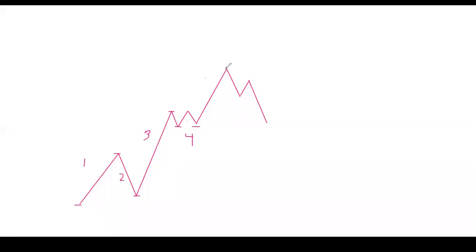From this low to this high, wave 5. From this high to this low, retracement A. From this low to this high, retracement B. And then from this high to this low is retracement C. That's a whole different view. That's what the Elliott wave would look like in a perfect world.